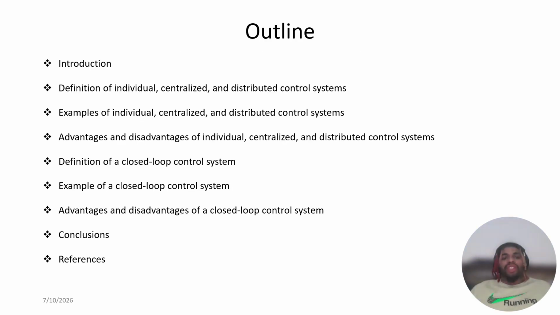In this presentation, I will be giving the definitions of individualized, centralized, and distributed control systems, as well as examples, advantages, and disadvantages of these control systems. I will also be discussing the definition of a closed loop control system, as well as the examples, advantages, and disadvantages of this control system.